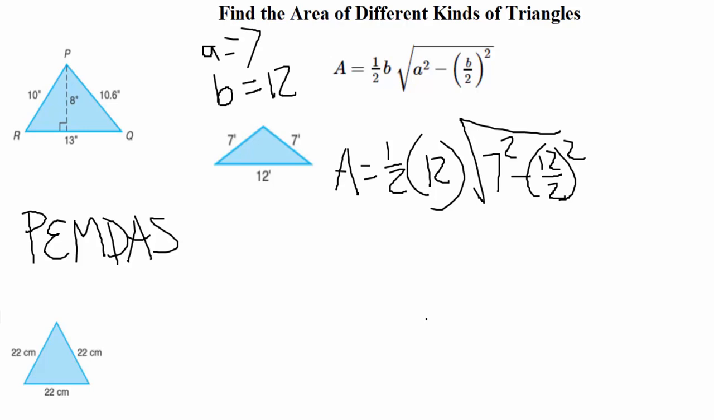For right now, I'm going to drop down the 1/2 times 12. If you wanted to go ahead and calculate half of 12, that's fine. Just leave that outside the square root for now. I'm going to mess with what's inside the square root.